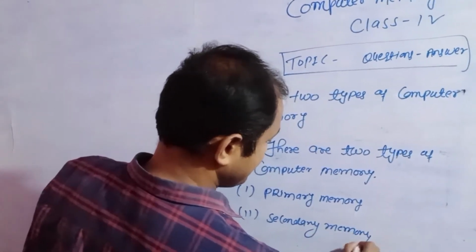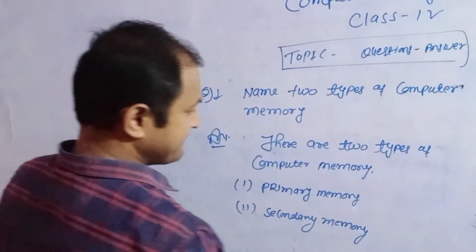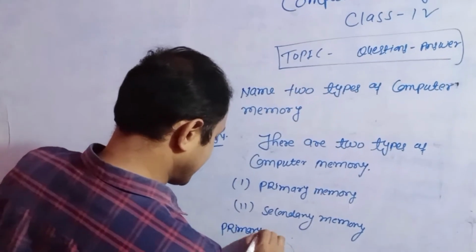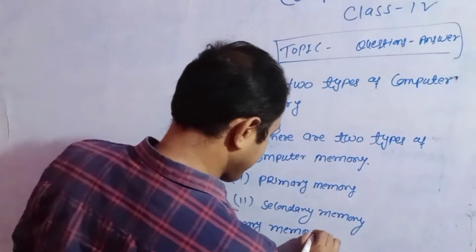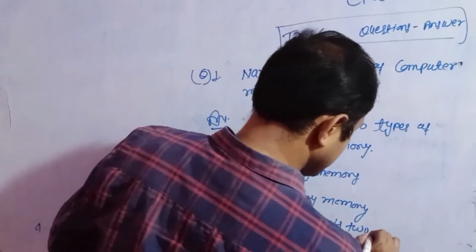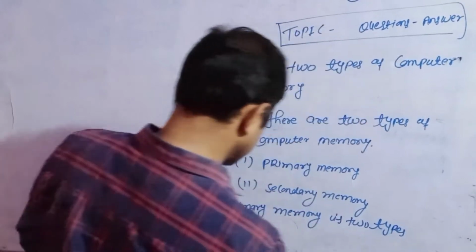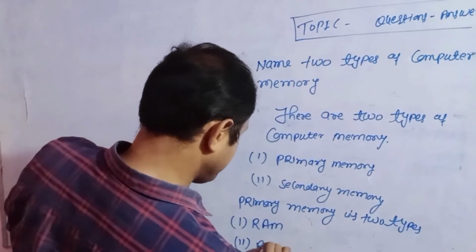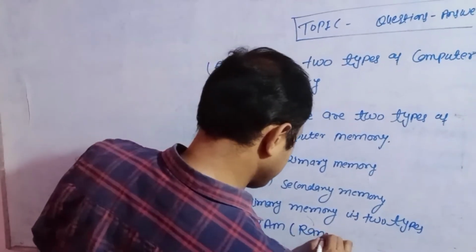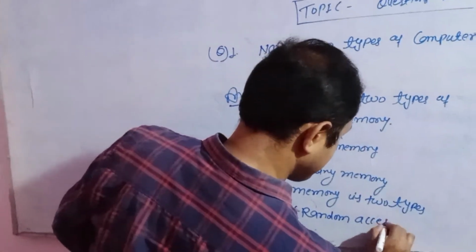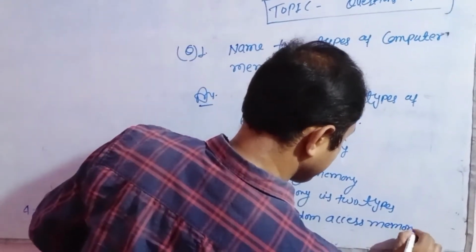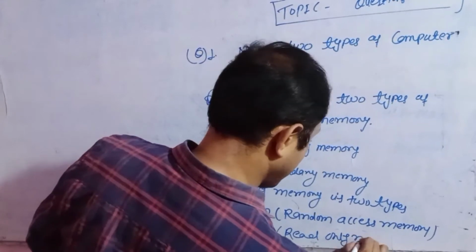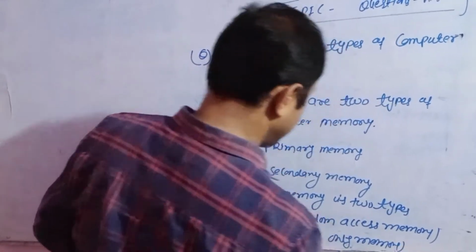Again, primary memory is of two types. First, RAM, and second, ROM. RAM, random access memory. ROM, read only memory. This is the RAM and ROM.